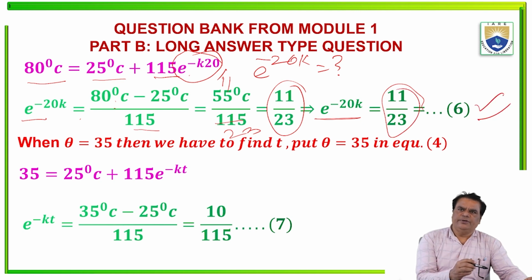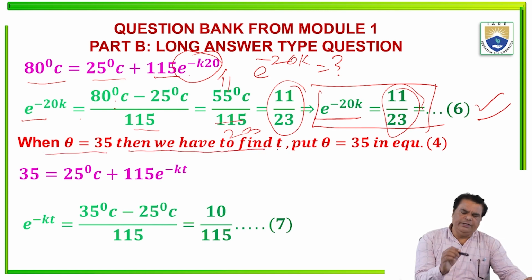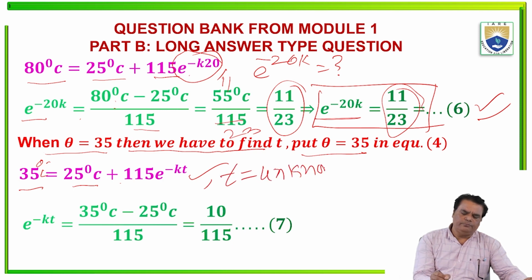This is equation 6. We have found this relation. When theta is 35, then we have to find t. What is the time when theta is 35? So putting theta equal to 35 in equation 4, 35 degrees Celsius equals 25 degrees Celsius plus 115 e to the power minus kt. Here t is unknown. We have to find the value of t.